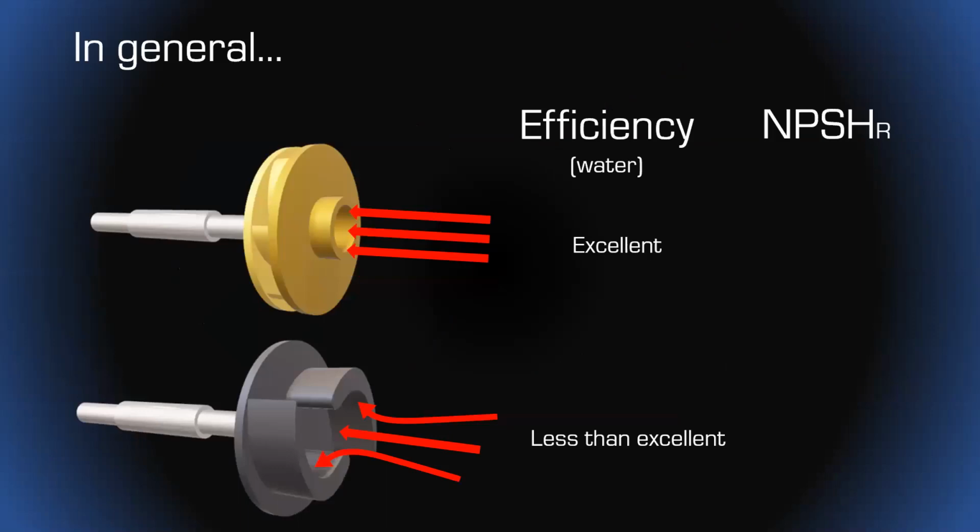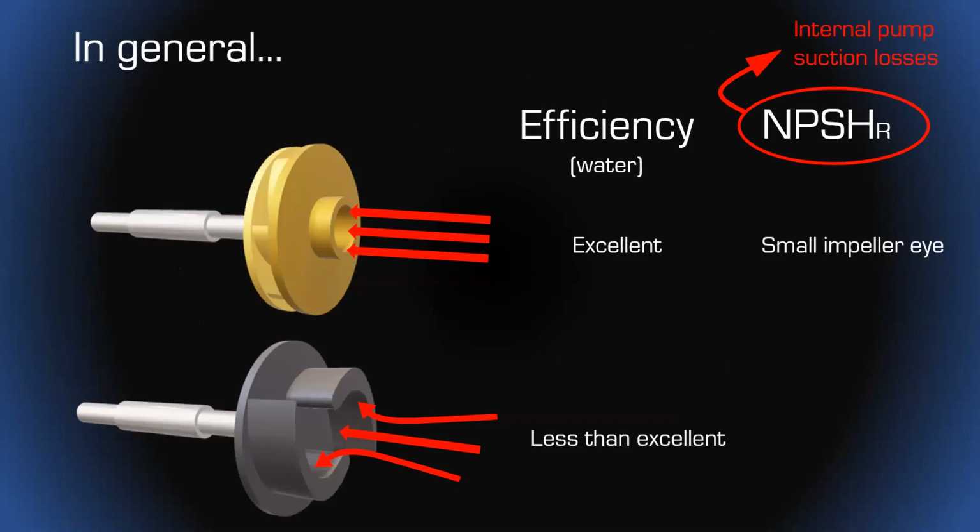But on the other foot, let's take a look at net positive suction head required. And again, what is that? That is the internal pump suction losses. So here we've got a small impeller eye. Do you think that's going to be hard to get liquid into that small impeller eye? For sure it is. It's going to induce a lot of losses. It's trying to push 1,000 gallons a minute through a 2-inch pipe. There's going to be a lot of losses in there. So what made this very efficient gives it a very high NPSHR.